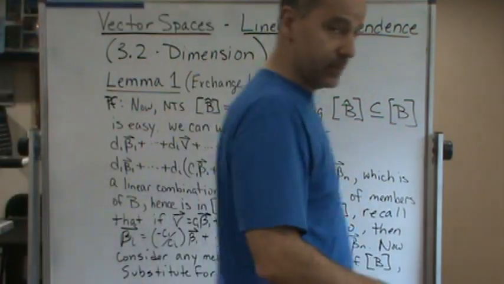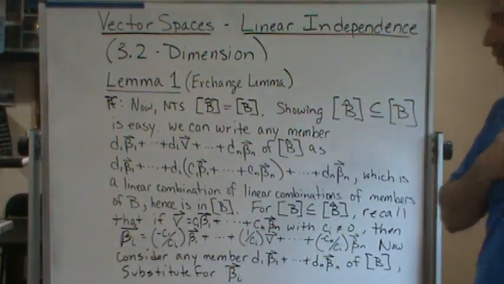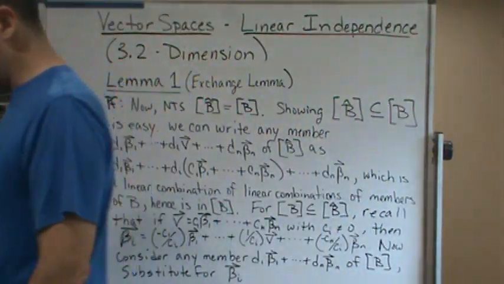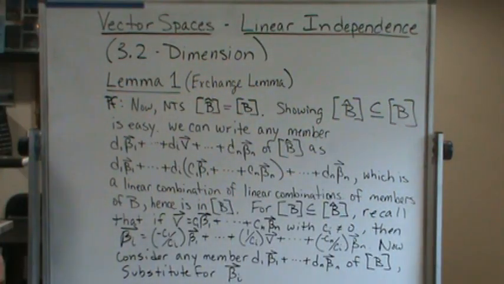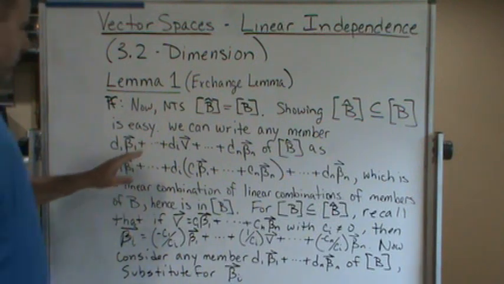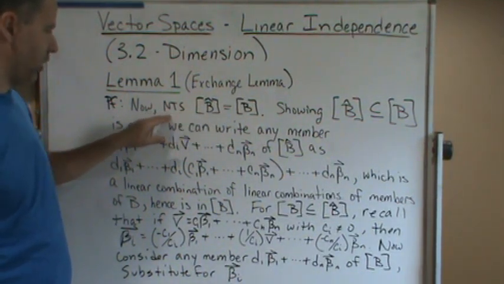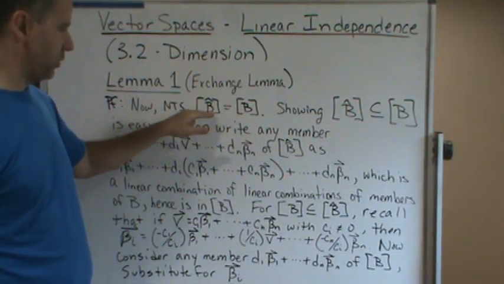Okay, so now here's the second part, and this is where we're going to show that the span of B hat is the same as the span of B. Now, that's what we want to show. Okay, so we need to show this relationship here.